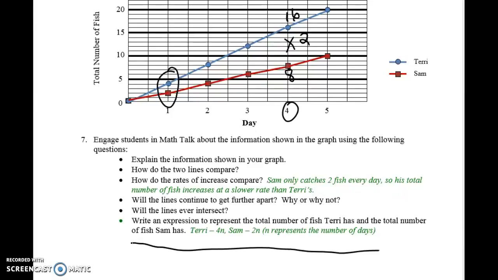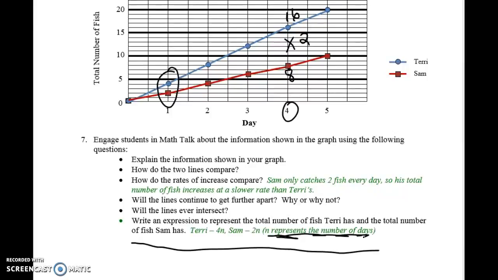So that means 4 times whatever day we're on, because the n represents the number of days. If I'm on day 1, how many fish did Terry catch? 4. If I'm on day 3, how many fish did Terry catch? 12, because 4 times 3 is 12. Sam is represented by 2n, 2 times whatever day he's on. So on day 0, Sam caught 0 fish. On day 4, Sam caught 8 fish.